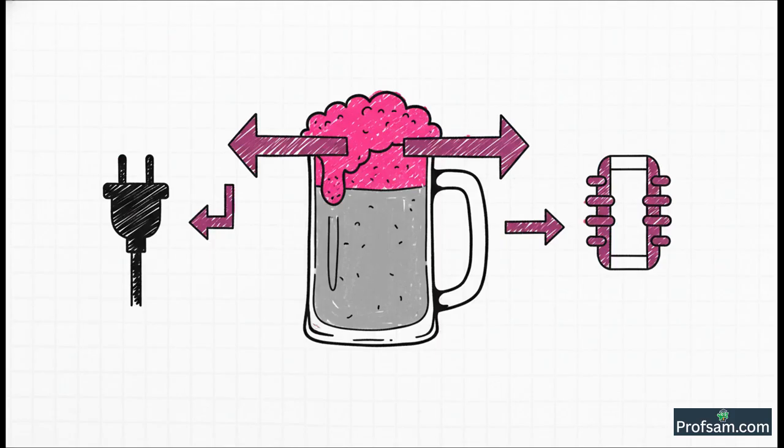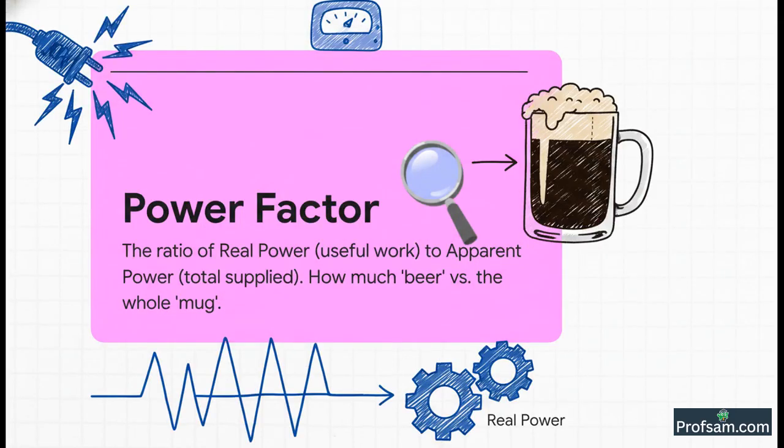But every beer mug has some foam on top, right? It takes up space in the mug, you can't really drink it, it does no useful work at all. Well, this foam is our reactive power. In an AC circuit, this is a kind of power that just goes back and forth, sloshing around in the wires between the power source and the machine. It puts a load on the system, but it doesn't contribute to the final work done. It's just foam.